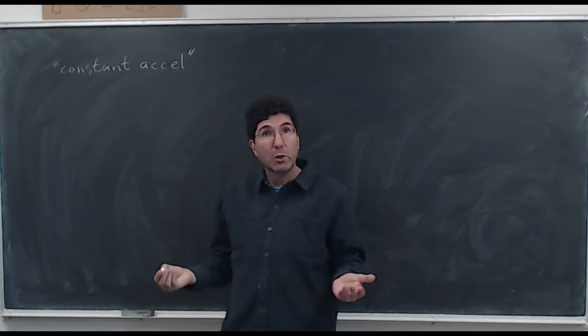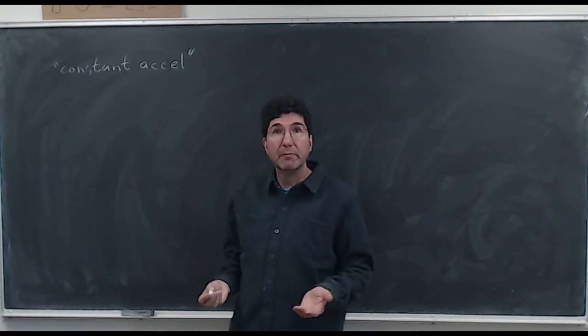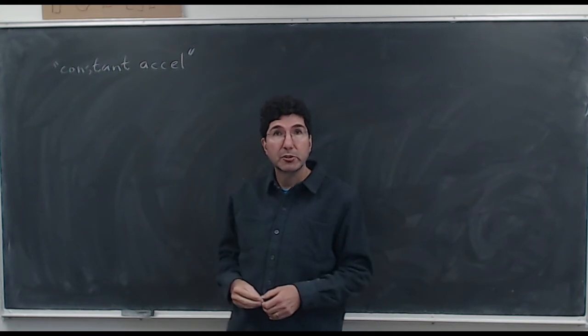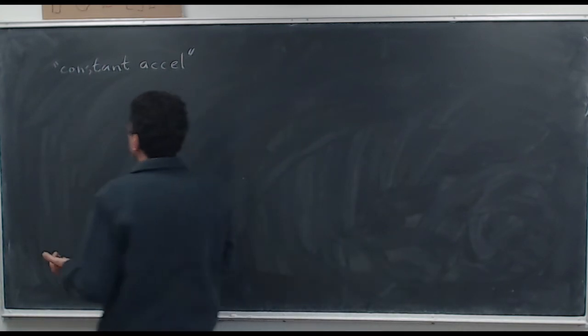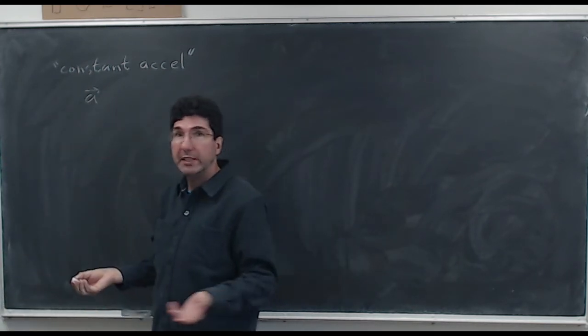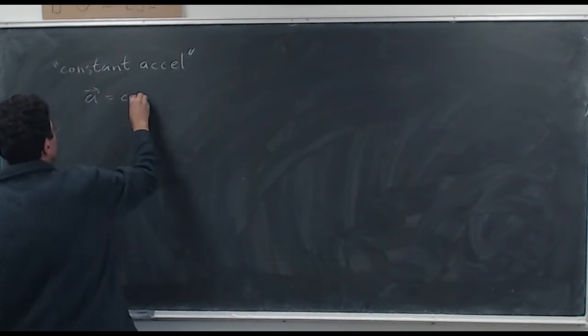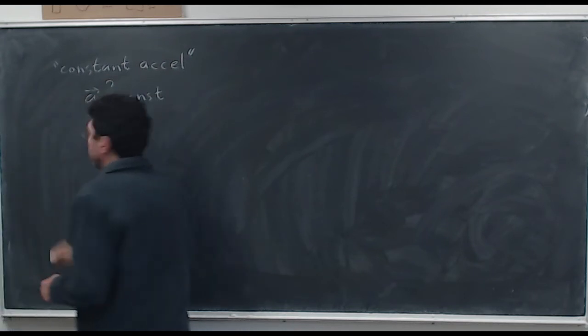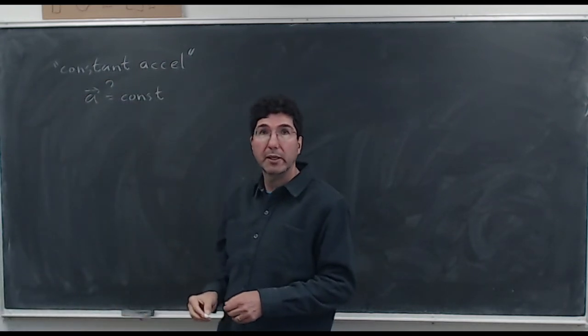Now, I put that in quotes because it's not immediately obvious what should be constant in constant acceleration. So the most natural thing, if you took it literally, is to say that A, the ordinary 3-acceleration, is constant. Is that what we mean? I'll put a question mark there.